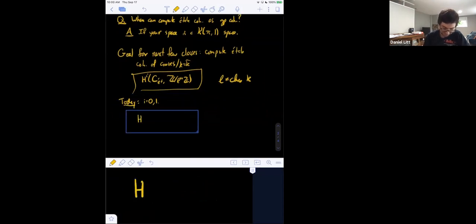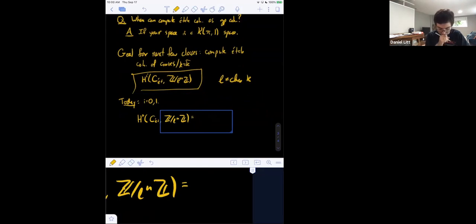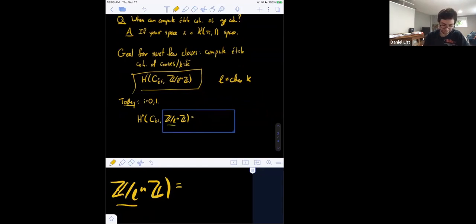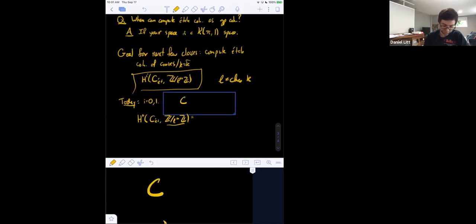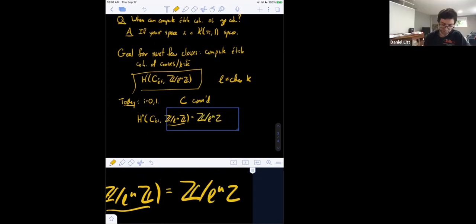So here, H^0 étale, of Z mod l^n Z. Can anyone tell me what this is? Let's suppose C is connected. Yeah, so we're just asking what the global sections of this sheaf are on a connected space. The definition of this sheaf was just maps into Z mod l^n Z. That's disconnected, a disjoint union of points. So a map from a connected space is just constant. So it hits one of those points. Okay, so we've computed H^0.